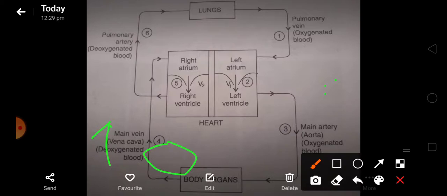So we can say the circulatory system in which the blood travels twice through the heart in one complete cycle of the body is called double blood circulation. Do you know which circulation is found in the human circulatory system? Double circulation is found in human beings.